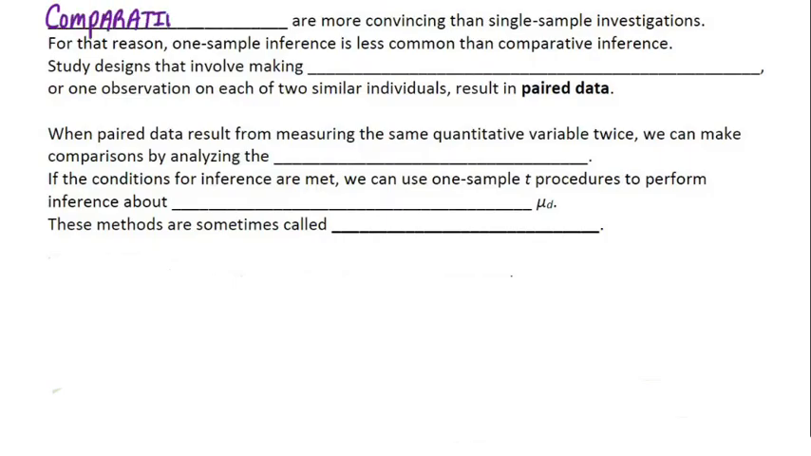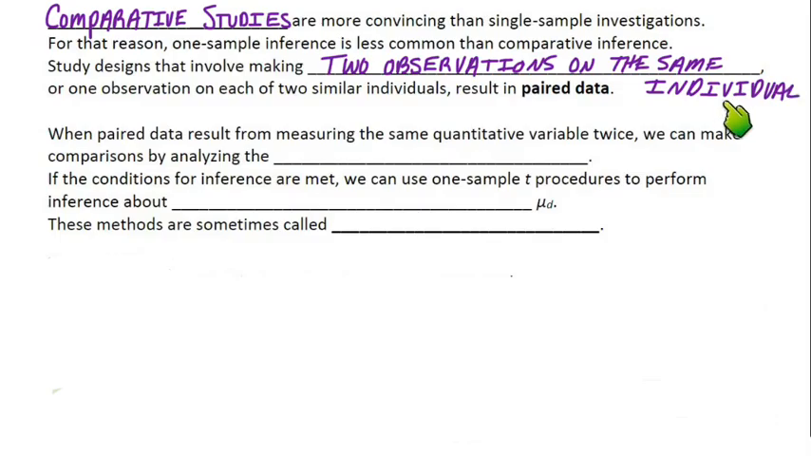The first blank here says comparative studies are more convincing than single sample investigations. For that reason, one sample inference is less common than comparative inference. In other words, one sample inference is kind of boring sometimes. So study designs that involve making 2 observations on the same individual, or 1 observation on each of 2 really similar individuals. There's a special term for that from chapter 4, by the way. Those types of studies result in paired data.